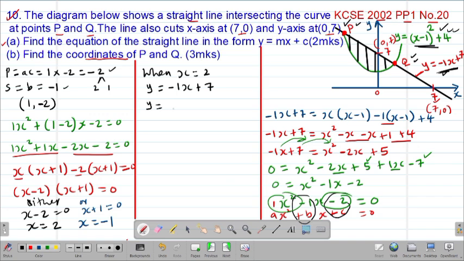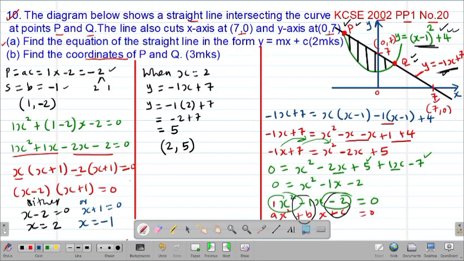So y will be equal to negative 1x. My x is now 2, then of course plus 7. So this will be equal to negative 2 plus 7, which clearly will give us a positive 5. Therefore, it means one of the coordinates will be 2, 5. So we'll have 2, 5 as one of the coordinates.